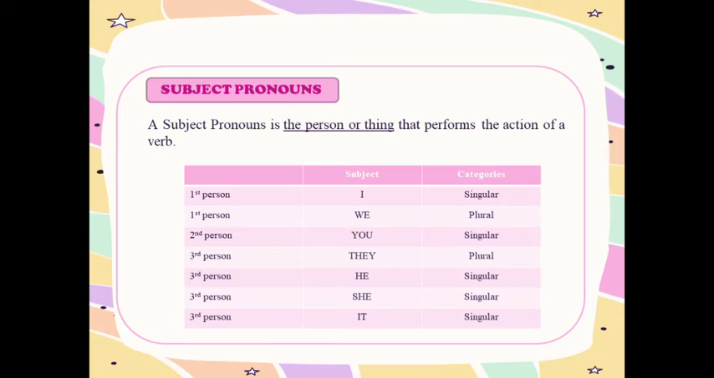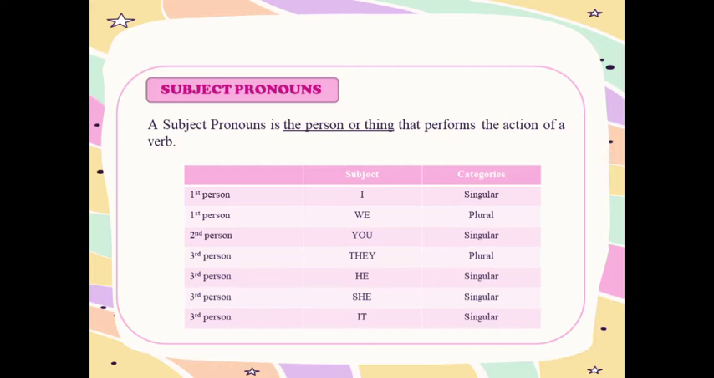First, we have subject pronouns. Subject pronouns are the person or thing that performs the action of a verb. We usually use subject pronouns at the front of the sentence before the verb, as the subject of the sentence.